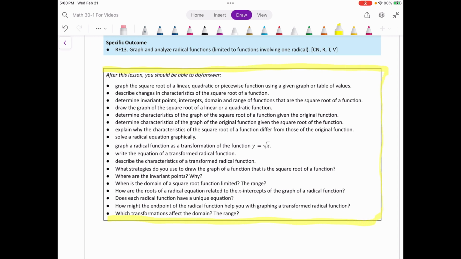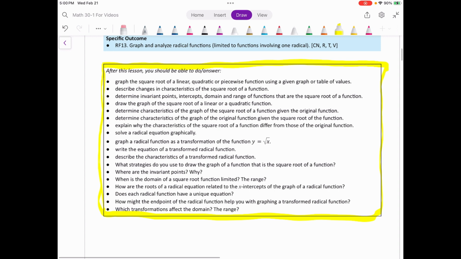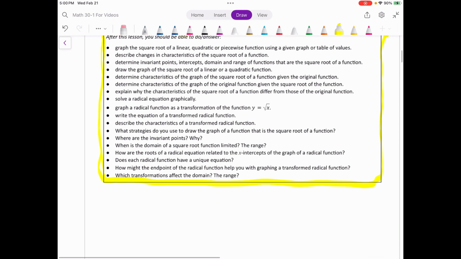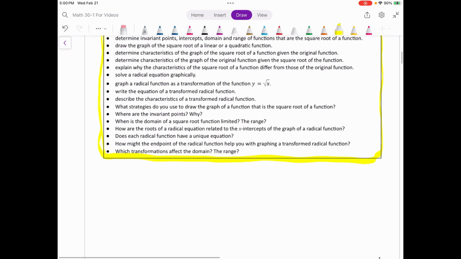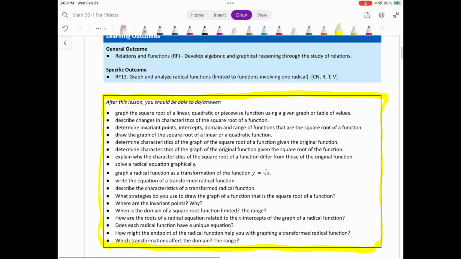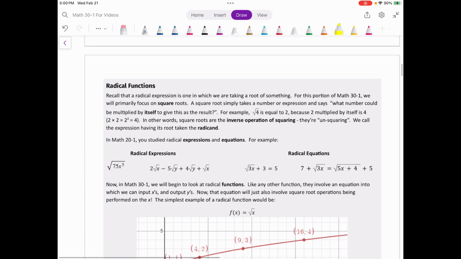So here, as always, are the big ideas, a little checklist to come back and check in with yourself. The important skills, the big ideas for the lesson. Have you got them, or do you need a little more practice, or maybe need to reach out to me and go over some stuff? All right, but let's jump right in.